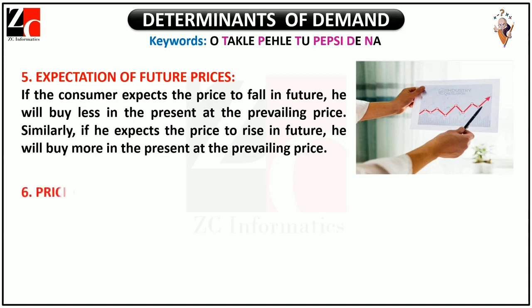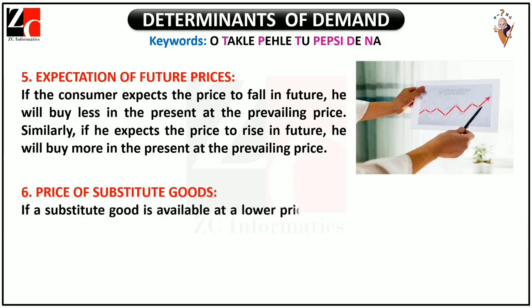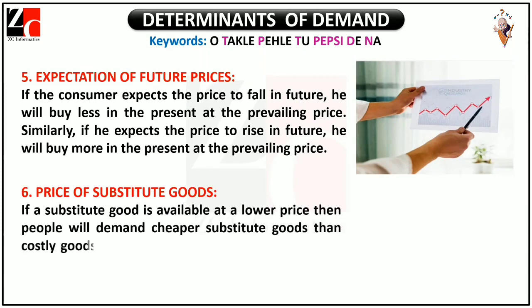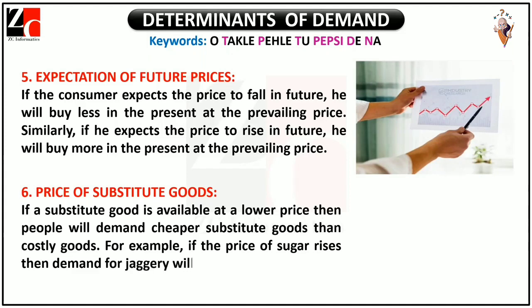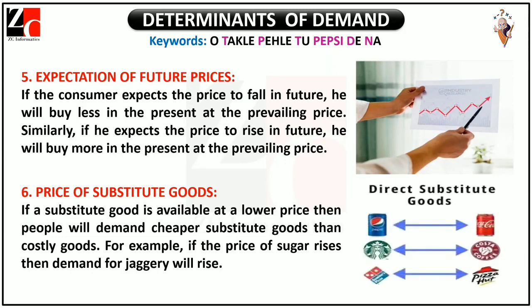Point number 6. Price of substitute goods. If a substitute good is available at a lower price, then people will demand cheaper substitute goods rather than costly goods. For example, if the price of sugar rises, the demand for jaggery will rise. A substitute good is a good that can be used in place of another. Substitute goods are goods that a consumer perceives as similar or comparable, so that having more of one good causes the consumer to desire less of the other good.